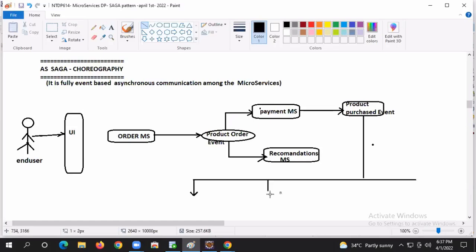Going to other modules. What kind of modules, guys? Can you tell me what are the other activities once the product is purchased? It has to talk to inventory MS. Tell me, guys.